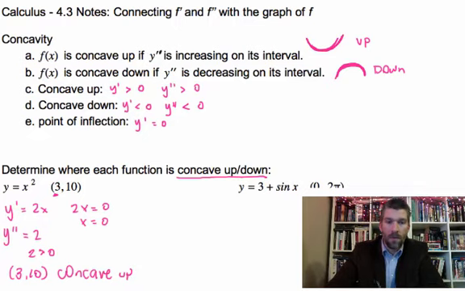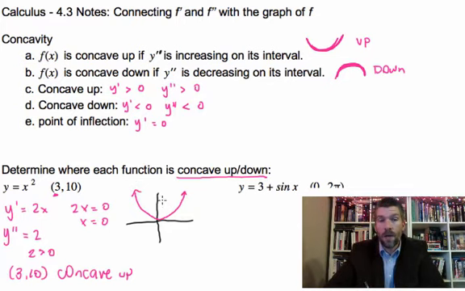Now, think about what you know about the graph of x squared. It's going to be a shape like this. Let me put the actual graph in a different color. It's going to be a shape something like this. This is totally concave up the whole way.